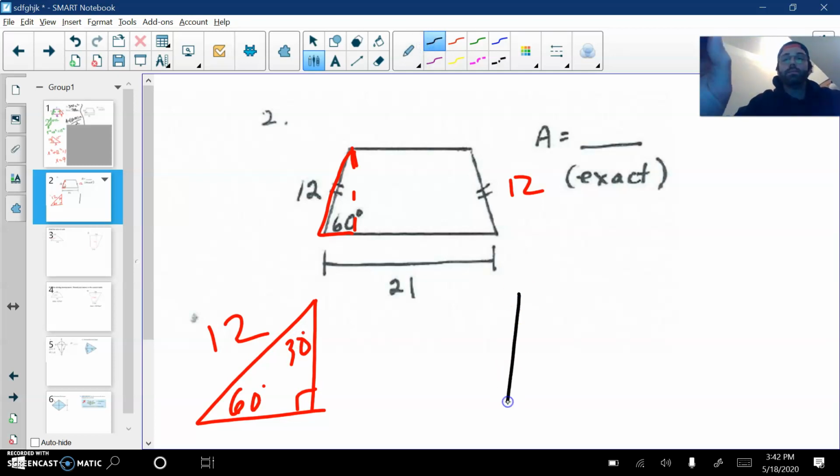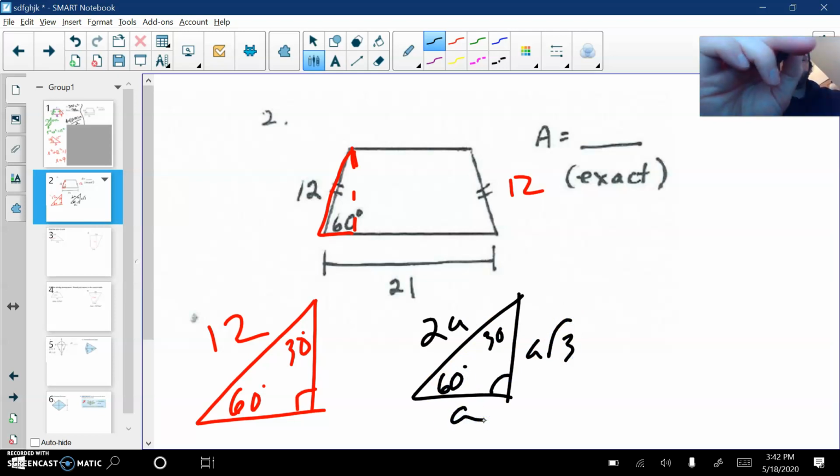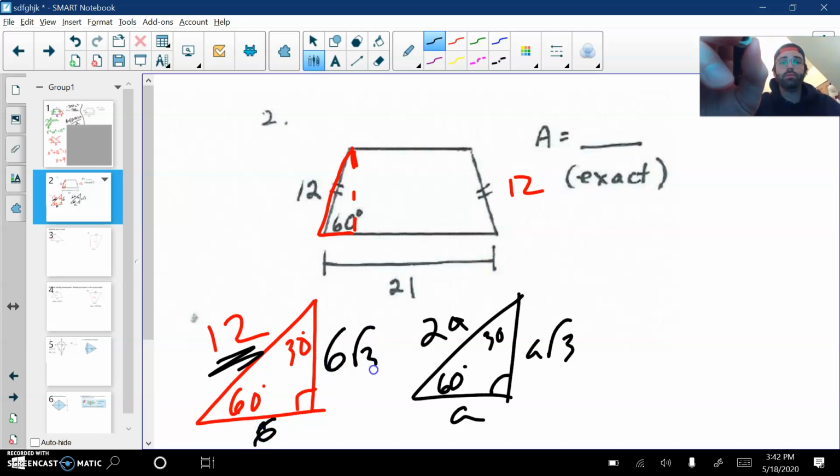Remember, 30-60-90: the sides are a, a root 3, and 2a. So this 12 represents my 2a side, which tells me right away that a is 6. If 12 is 2a, 12 divided by 2 gives me 6. That means my height must be 6 root 3. So this is 6 root 3, which means this is 6 root 3.